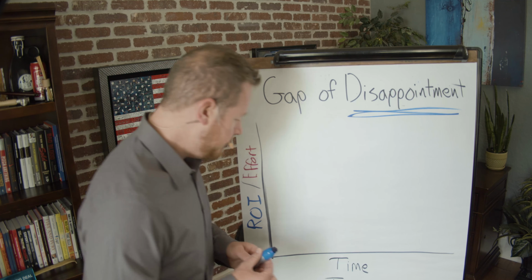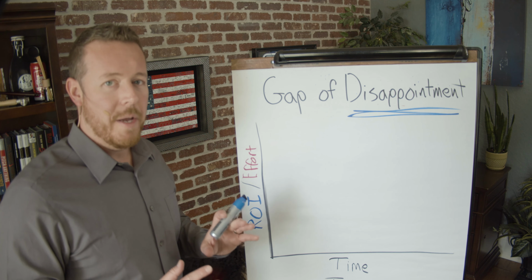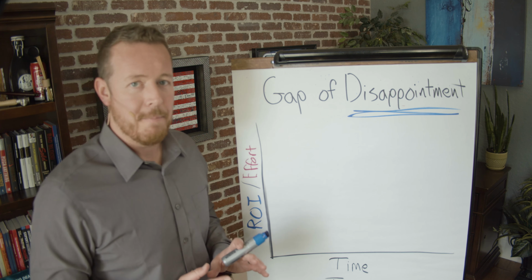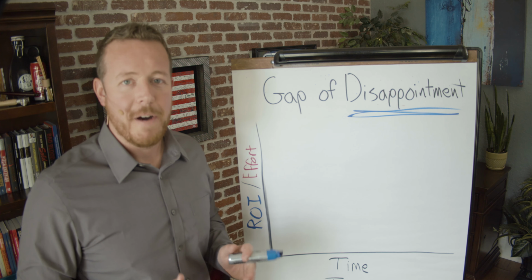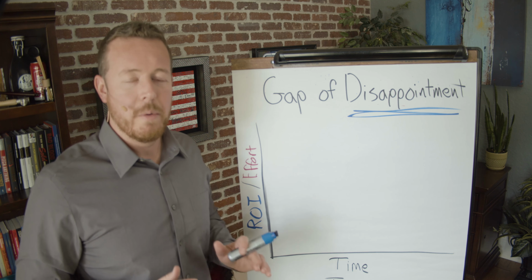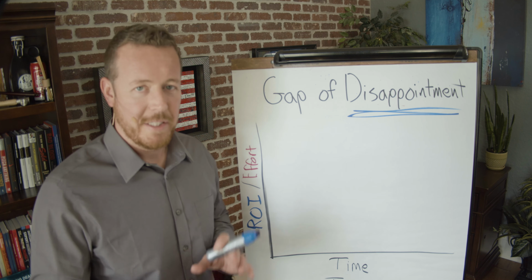Let me grab a marker here. I'm going to color coordinate this. So, what happens when you launch a marketing campaign where you're actually creating content? And anyone that follows me knows that I am always talking about putting out content: release content, release content, release content.